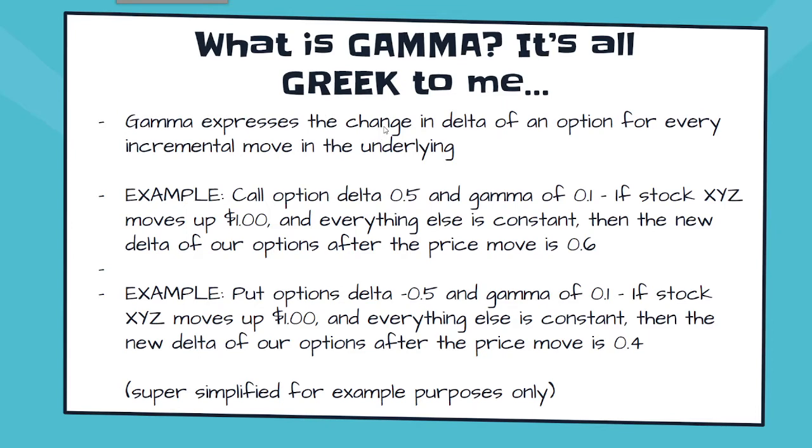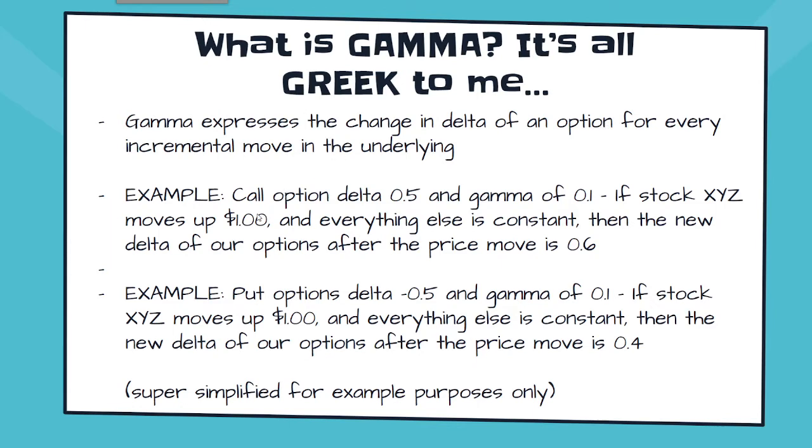For those of you that are math nerds, it is the second derivative of your price function, the first derivative being delta. So you can think of delta as your velocity in a car, and gamma is like your acceleration. At what rate does your velocity change? That's what acceleration is, so that's your second derivative. If you don't understand what that meant, just remember this part: gamma is the change in delta of an option for every incremental change in the underlying.